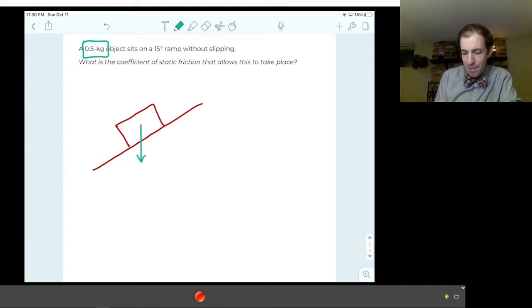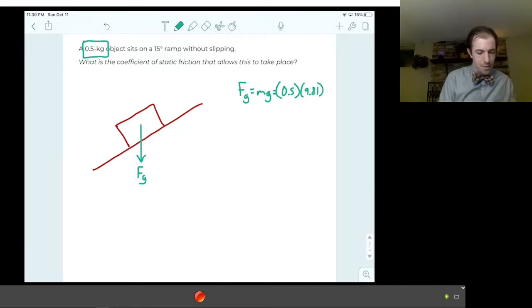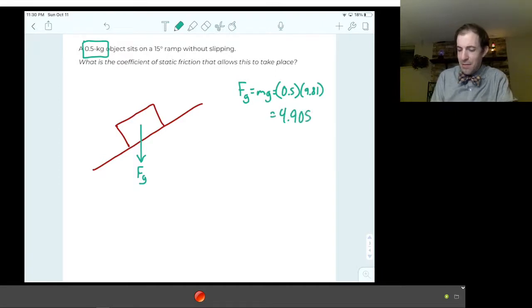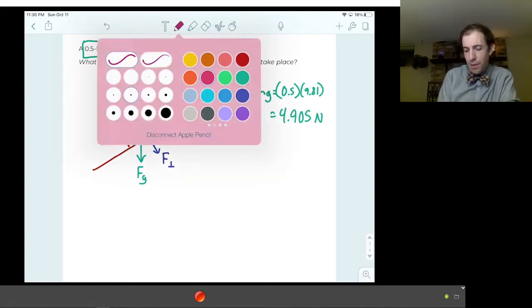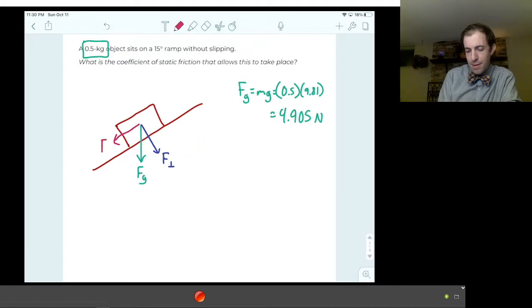So I'm going to start out by finding the force of gravity. Force of gravity is just mass times gravity, mg. So I've got 0.5 times 9.81, and I'm getting 4.905 newtons. All right. Force of gravity can be split up into two components here. A component of the force that is perpendicular to the ramp, F perpendicular, and a component of the force that is parallel to the ramp, F parallel.